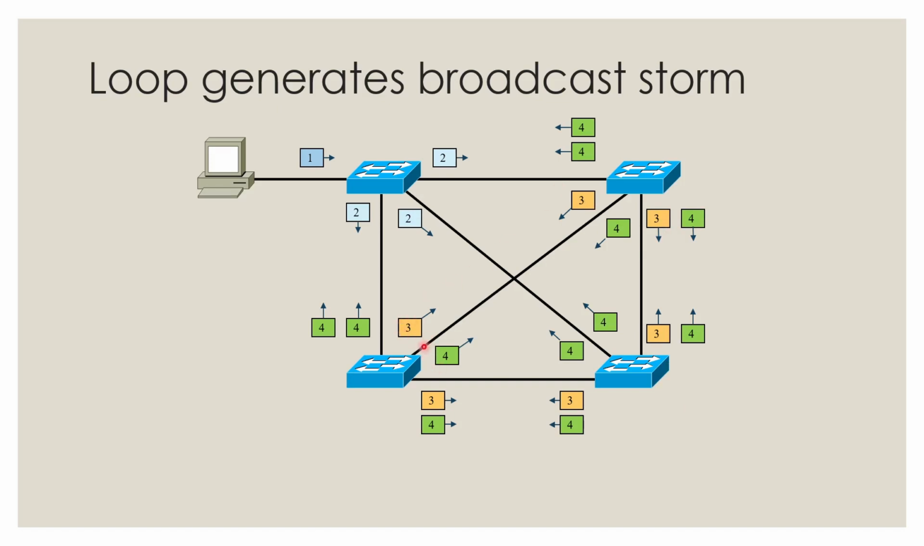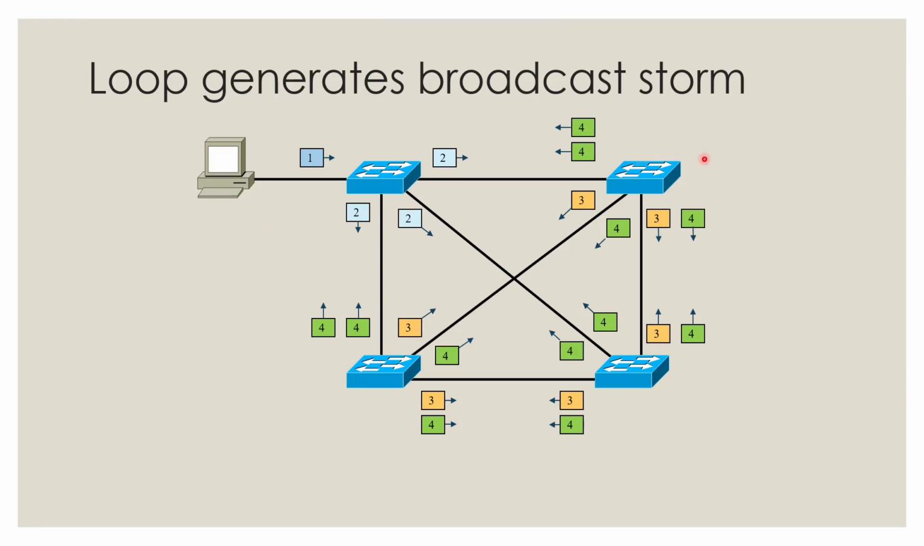Then when the orange broadcast frames are sent again, the switch receives the number 3 broadcast frame and will forward it out, generating the number 4 broadcast frame, the green one. So we can see a single broadcast frame from the PC, after a few forwardings, produces 12 green broadcast frames. This is a broadcast storm.